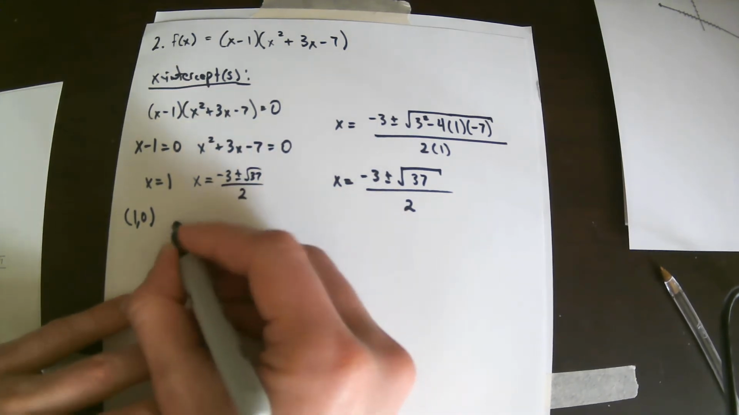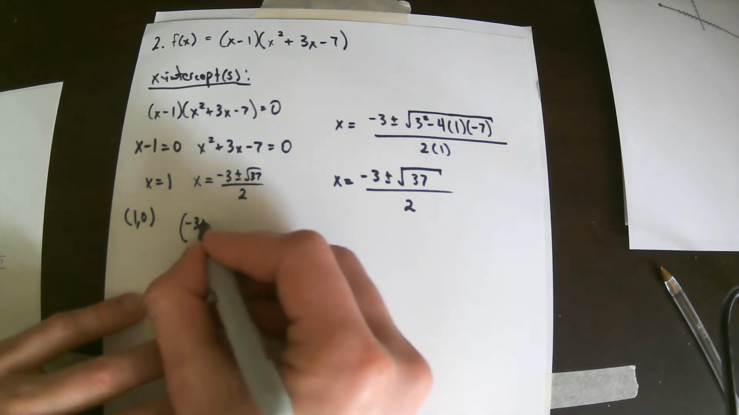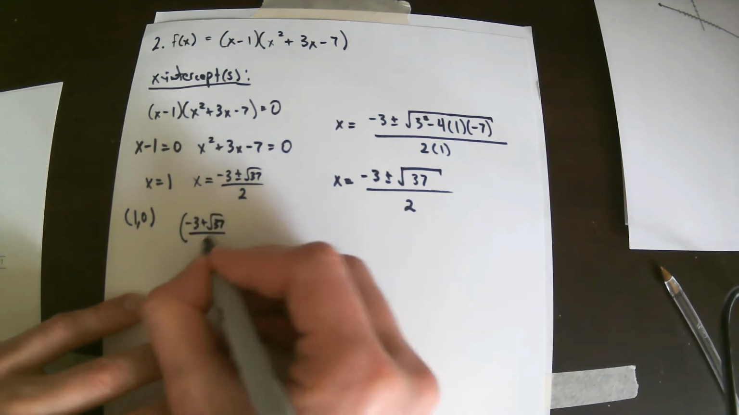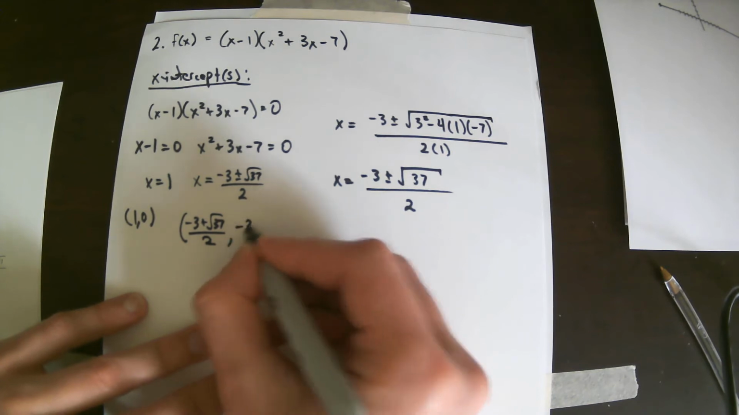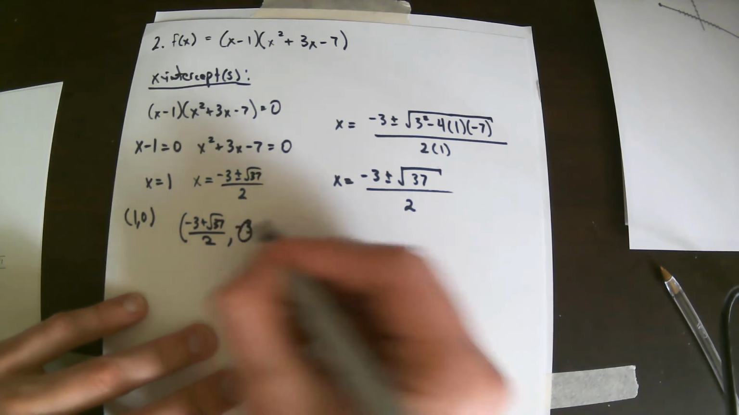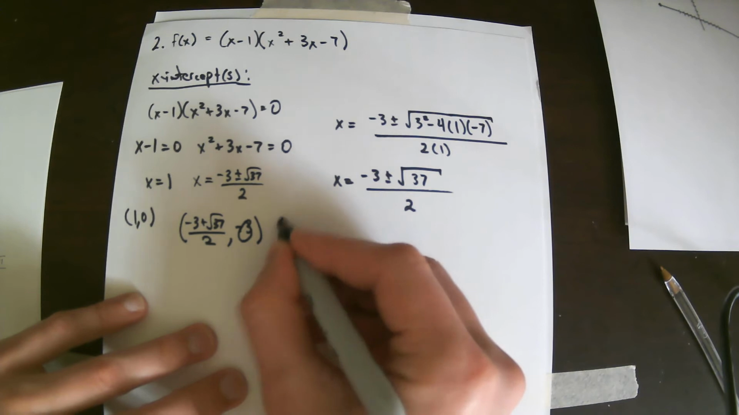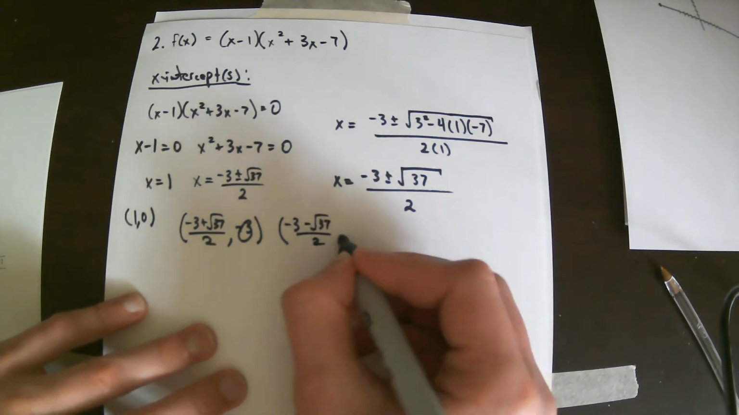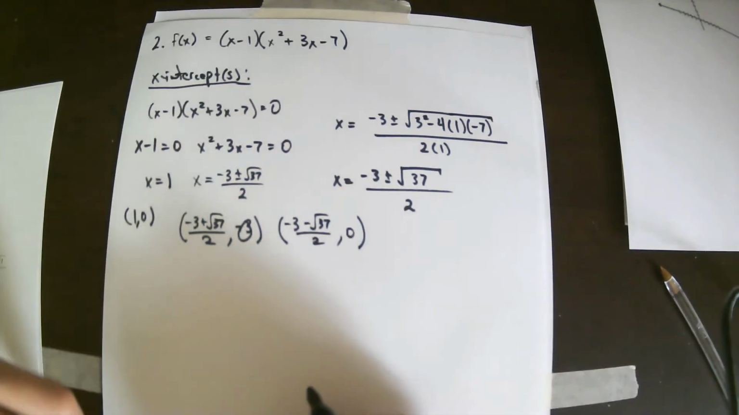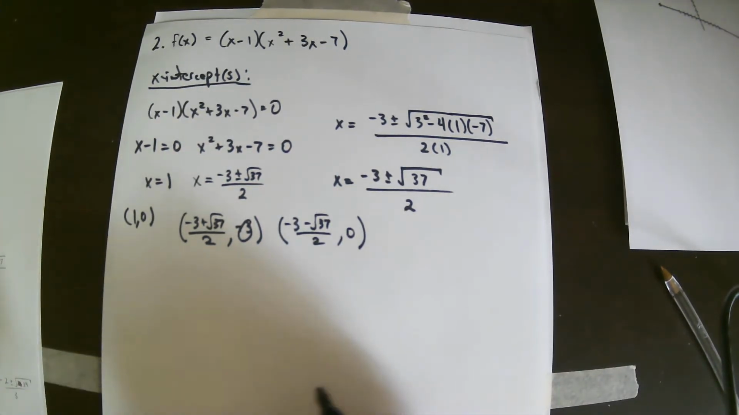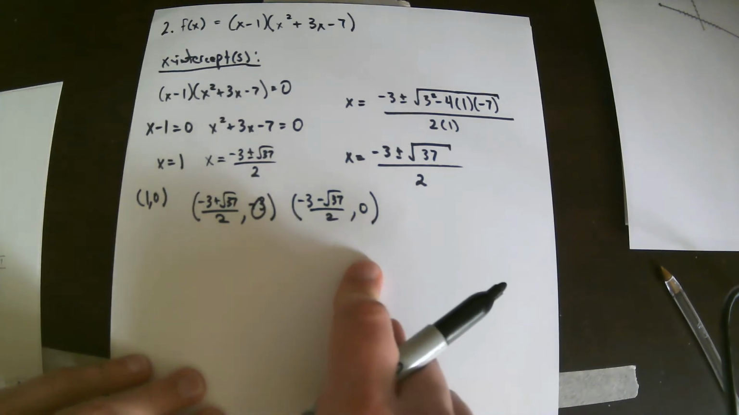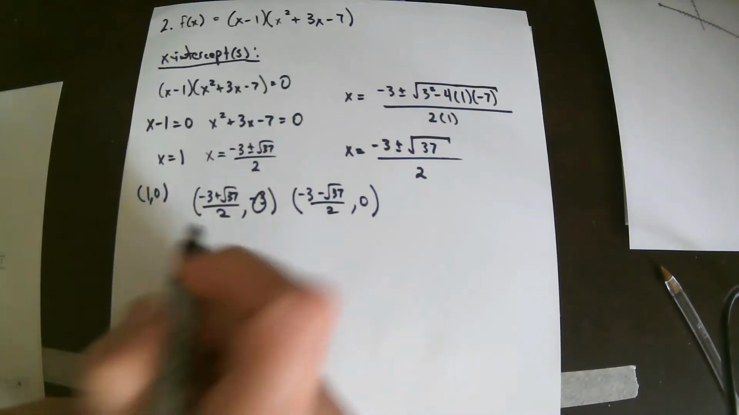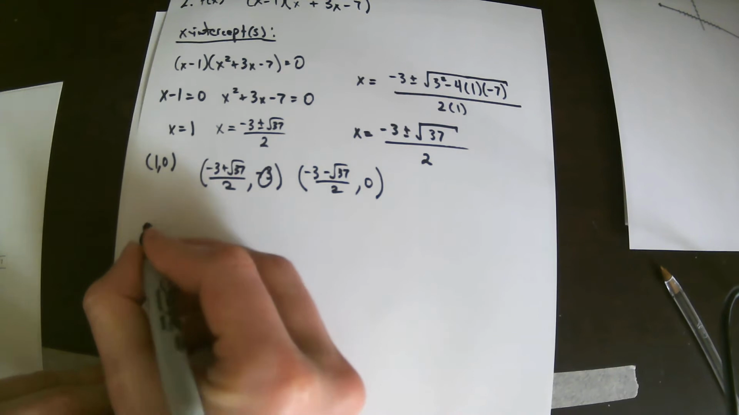So my two x-intercepts are negative 3 plus square root of 37 over 2, comma 0. And the other one is negative 3 minus root 37 over 2, comma 0. Alright, so I've got 3 x-intercepts. Let me go ahead and get the y-intercept, and then I'll work on putting these all on the graph.